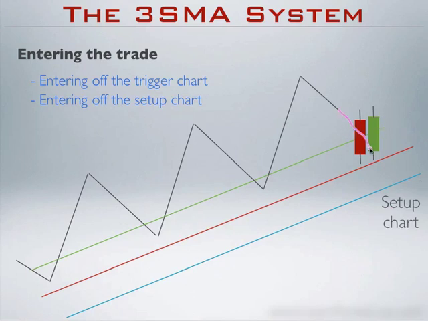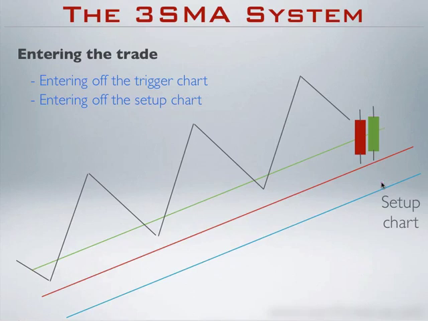Basically, we simply wait for the pullback to die out, then we wait for the bounce to appear, and we wait for the confirmation, for the candle to confirm the bounce by closing above the 30 simple moving average. What about the stop loss?